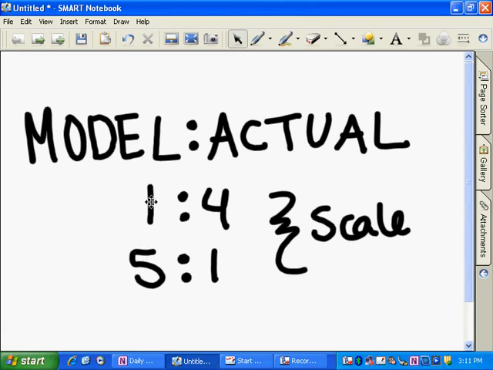And it can go the other way. Like a 1 to 4 means if the model is 1 inch, the actual is 4 inches, the model is reduced from the actual item because the actual item is 4 times larger than the model. So the model is a reduction of the real item.